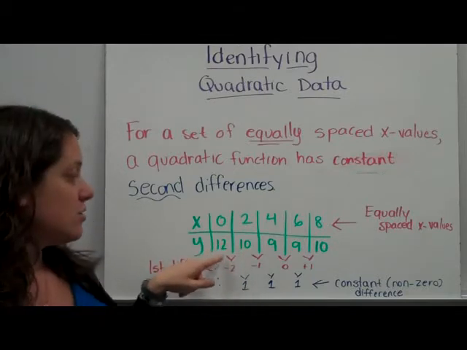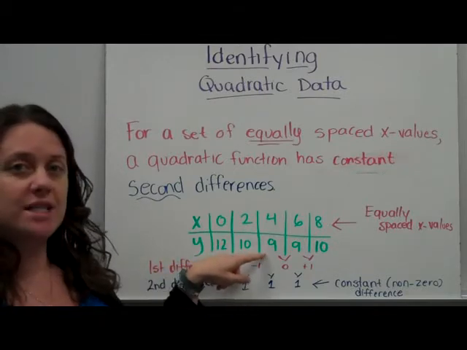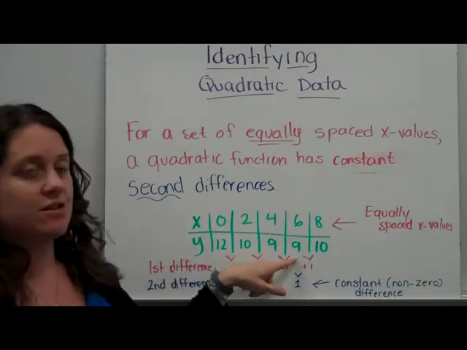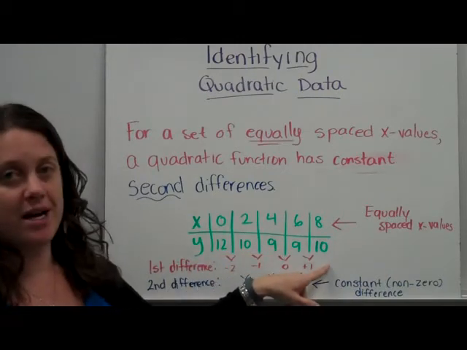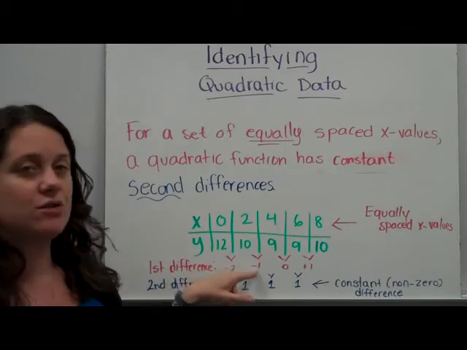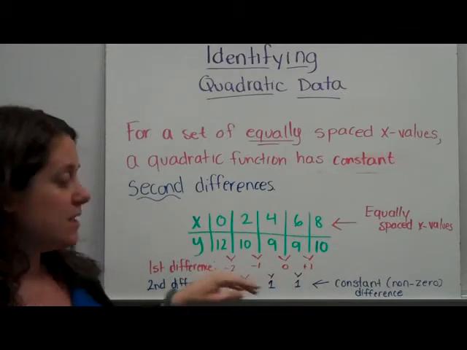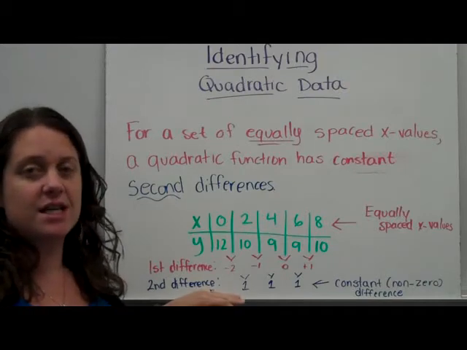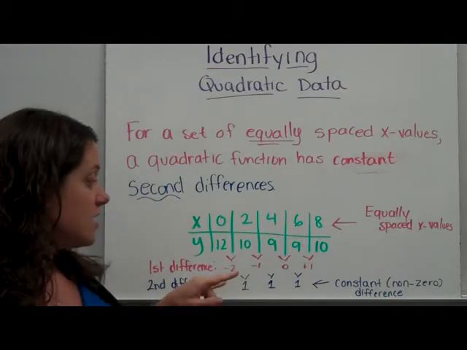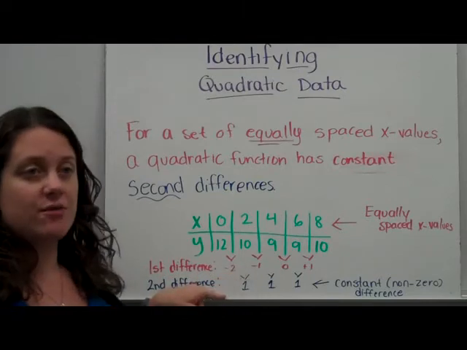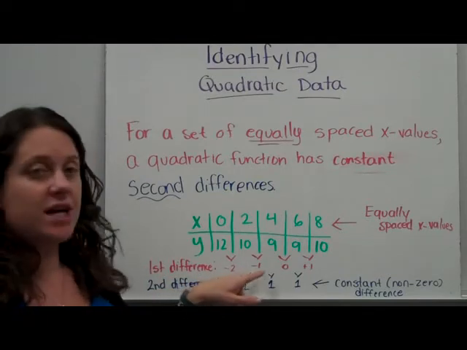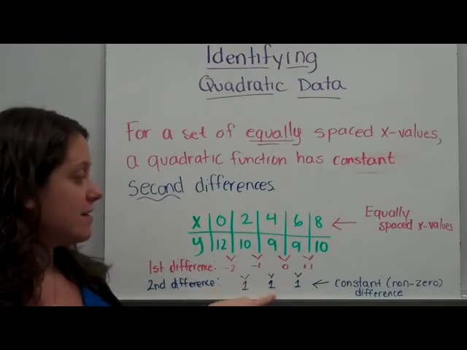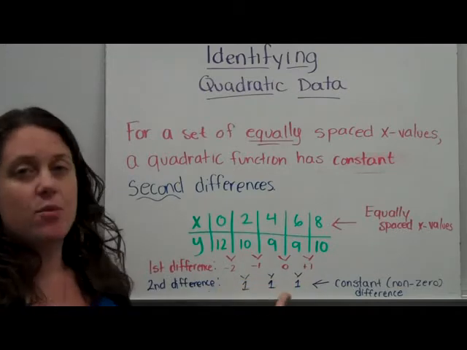So this is 2 down, then 1 down, then 0 down, and then 1 back up. So those are my differences: -2, -1, 0, 1. From those, I check the second differences. The second differences are the differences between the first differences. So from -2 to -1, it's up 1. From -1 to 0, it's up 1 again. From 0 to 1, it's up 1 again.